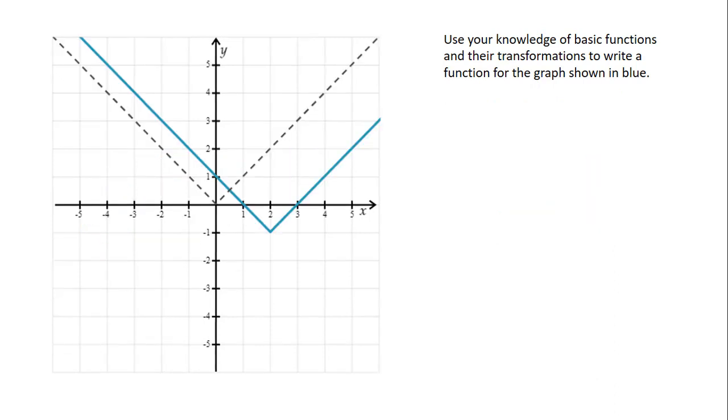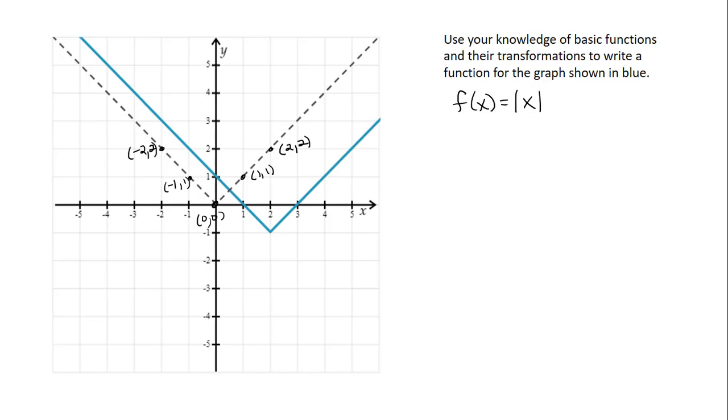Now let's look at another example. On this graph we have the V-shaped graph and a transformation of that. So that V-shaped graph, hopefully you recognize as the absolute value of x. So our basic function is the absolute value of x. And we know that it goes through 0, 0, 1, 1, 2, 2, and so on. And then also negative 1, 1, and negative 2, 2.